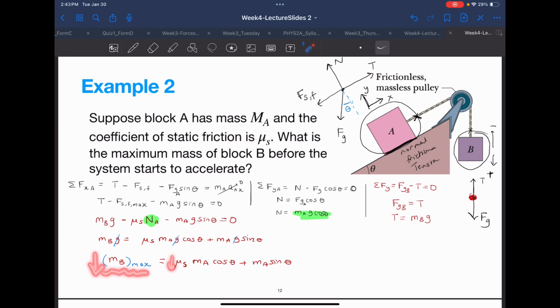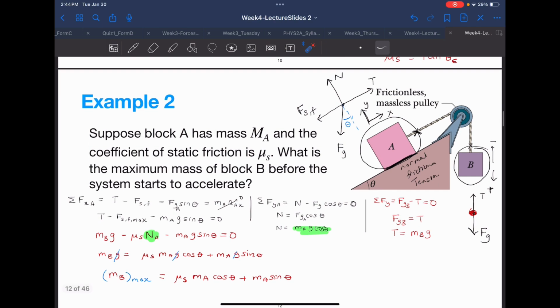On the other hand, when the coefficient of static friction is high, meaning these are rough surfaces that we're working with, when this is large, I would need a much larger mass B to overcome the force of static friction that is resisting the acceleration of the block up the ramp. Alright, so that concludes this example.